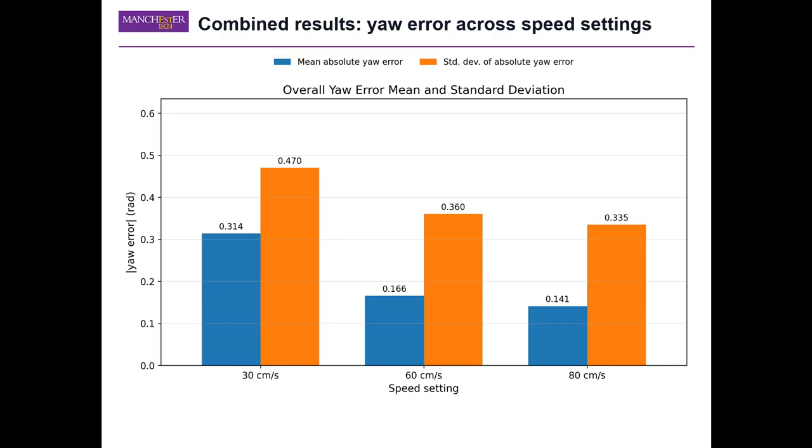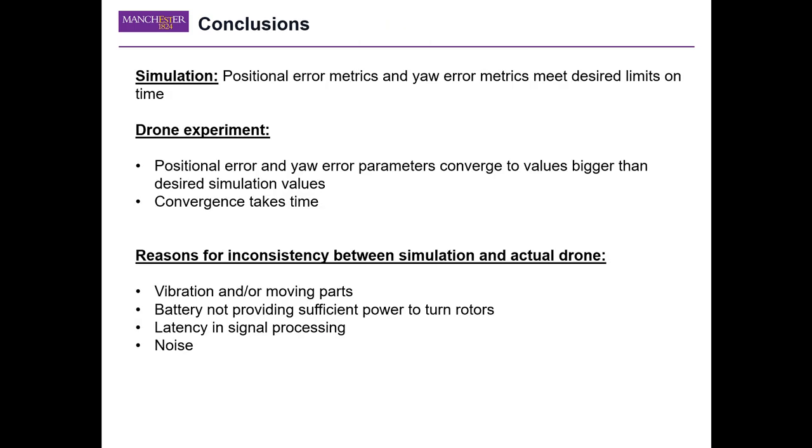The yaw error results show the 30 setting yaw error mean is twice as high as that at 60 setting. The lowest value is for the 80 setting. Yaw error standard deviation is also least for the 80 setting case.